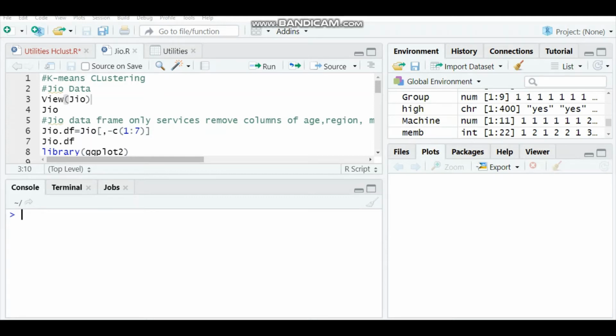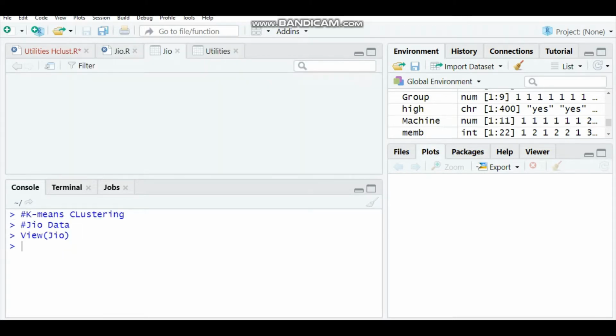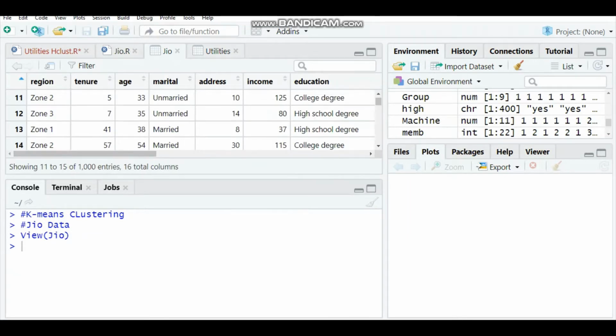Hello all, in this video we'll be talking about k-means clustering. So we have a data set of Geo. Let us have a look at that data set. So this is the data set of Geo.